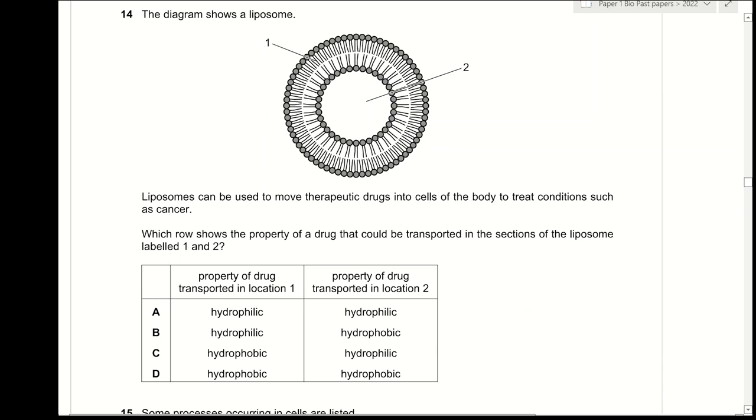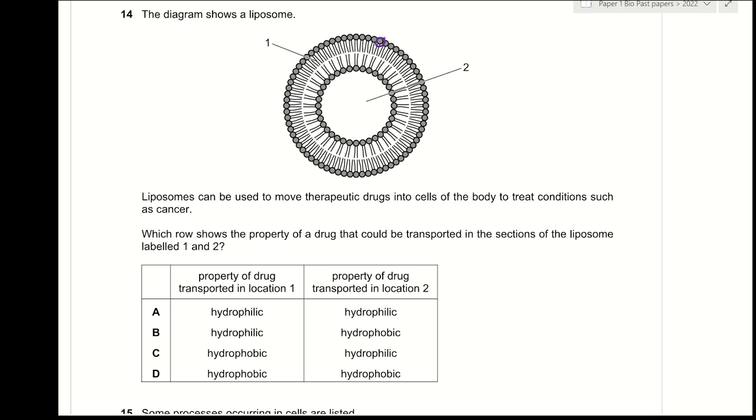Question number 14. The diagram shows a liposome. Liposomes can be used to move therapeutic drugs into cells of the body to treat conditions such as cancer. Which row shows the property of a drug that could be transported in the sections of the liposome labeled 1 and 2?